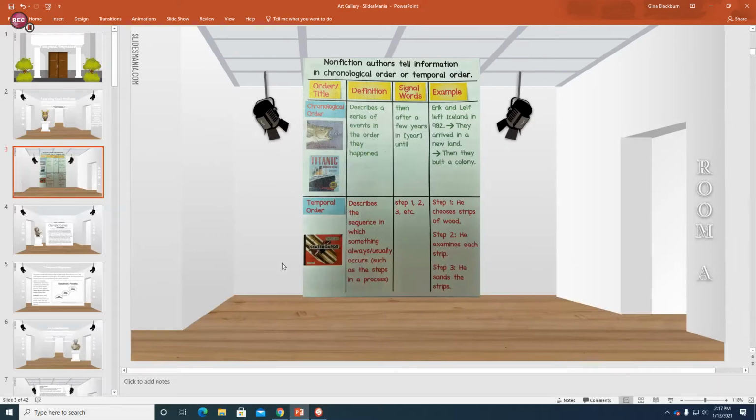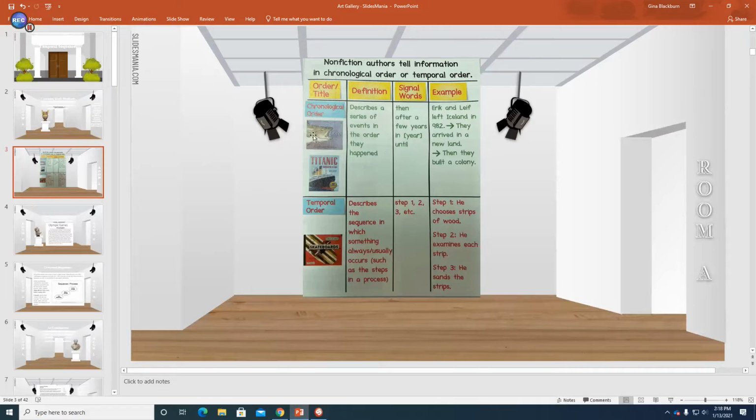Let's go ahead and look at our anchor chart. Nonfiction authors tell information in chronological order or temporal order. Now, chronological order should not be a new word that you've heard. These are text structures, and we're going to talk more about those in just a little bit. But temporal order probably is new. Temporal order is what we used to call sequential order. So we'll talk about that on this anchor chart.